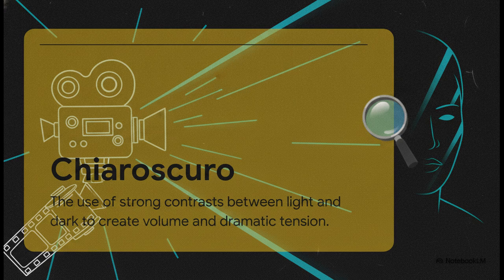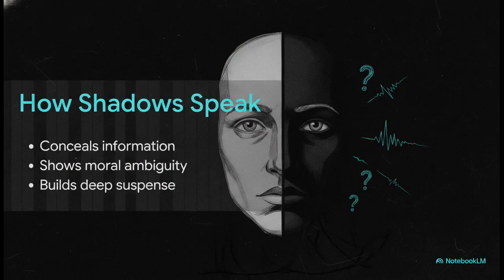They actively use it to hide secrets or reveal a character's true inner morality. It's fascinating because shadows actually speak to us in a remarkably clear language. First off, they conceal critical information, which naturally makes us lean forward, right? We're straining our eyes to see what's hiding in the dark. Second, they indicate profound moral ambiguity.